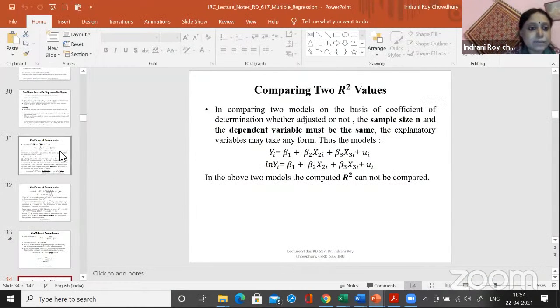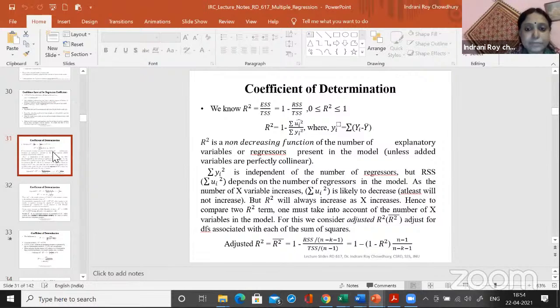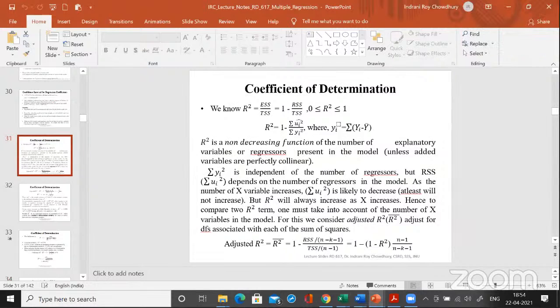Can you see the slide? Can you see my slides? Yes, ma'am. Yes, hello? It's visible.